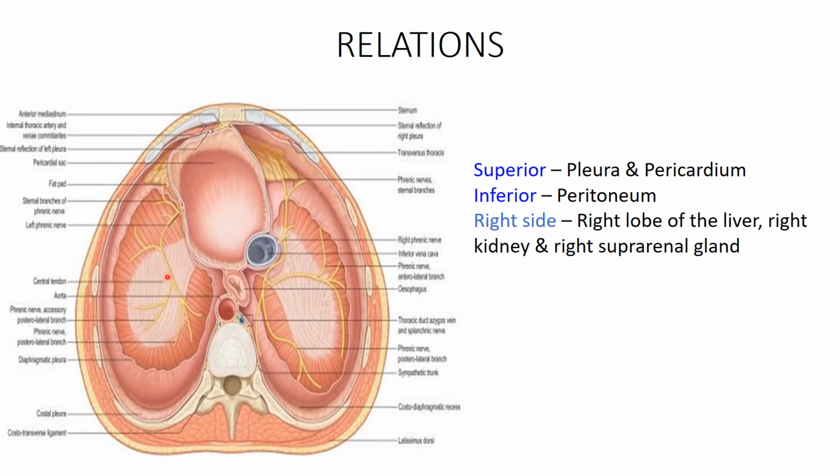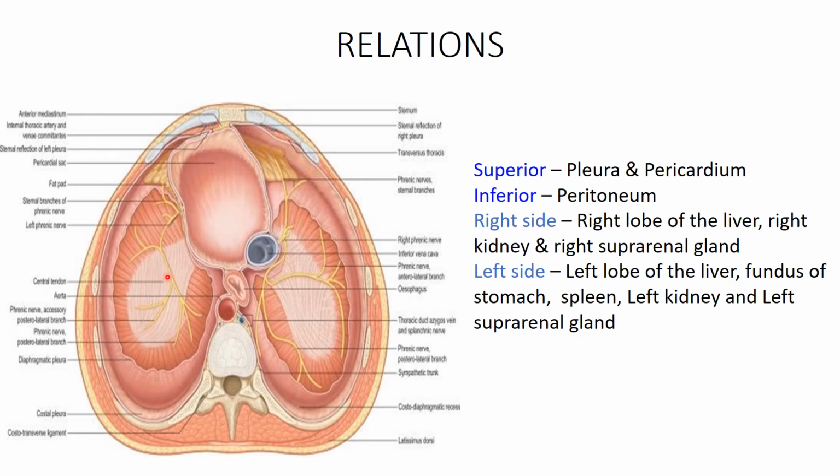Now inferiorly, the relations on the right side are the right lobe of the liver, and posteriorly the right kidney and right suprarenal gland, and on the left it is related to the fundus of the stomach, the spleen, the left lobe of the liver, the left kidney, and the left suprarenal gland.